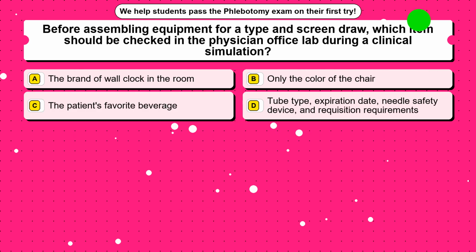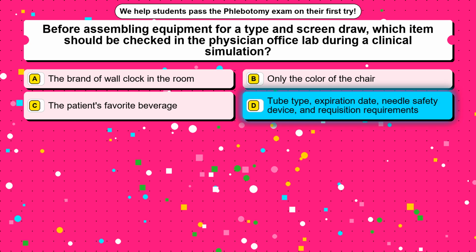Question 86. Before assembling equipment for a type and screen draw, which item should be checked in the physician office lab during a clinical simulation? Option A. The brand of wall clock in the room. Option B. Only the color of the chair. Option C. The patient's favorite beverage. Option D. Tube type, expiration date, needle safety device, and requisition requirements.